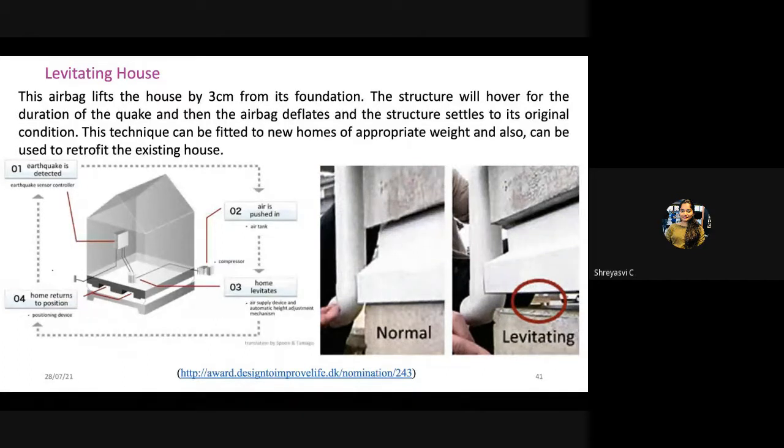Again, the drawback of this is you cannot do this kind of technology for a high-story building or for a very large villa kind of building. This is more suitable for a smaller scale application. And also, it could be very expensive, because we need a compressor that can push the air at a certain pressure so that the entire house or the unit gets lifted.